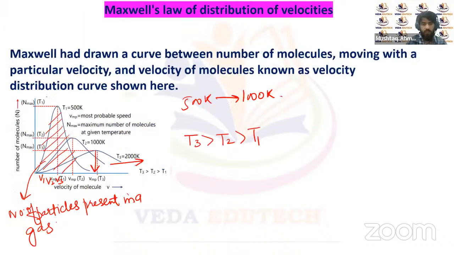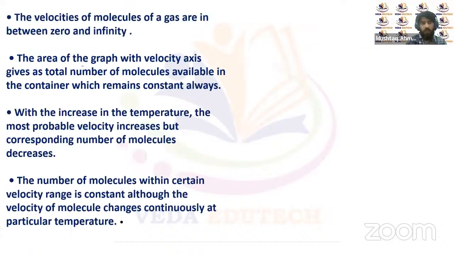You can see here it's between 0 and infinity. The velocities of the gas molecules are between 0 and infinity. The area of the graph with velocity axis gives us actually the total number of molecules available in the container, which remains constant always, right?